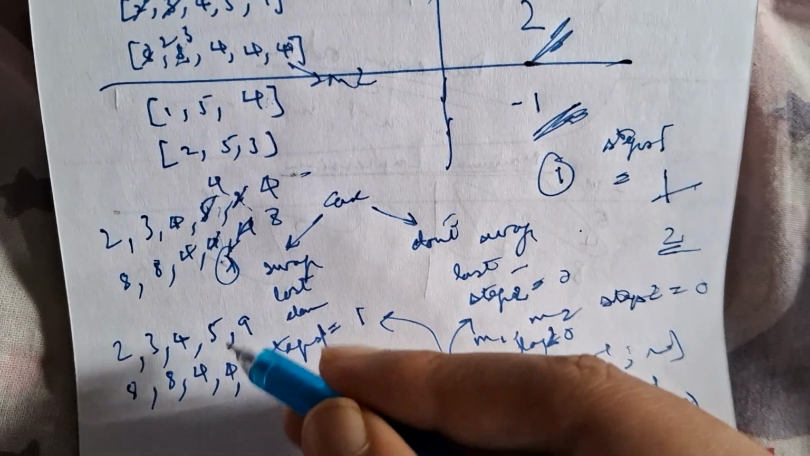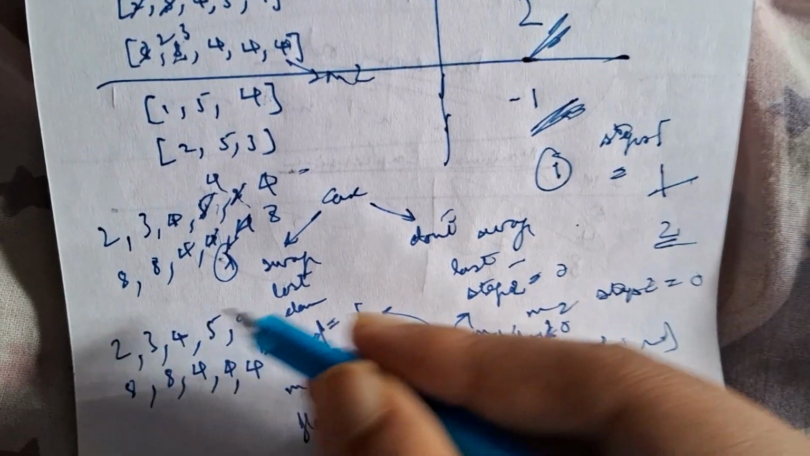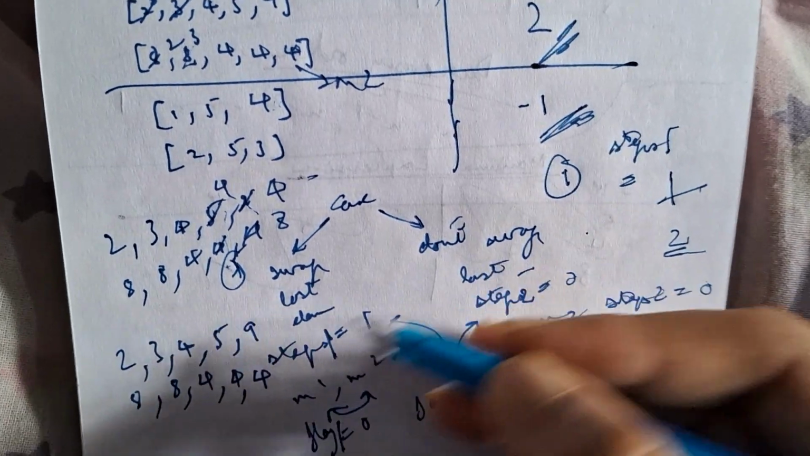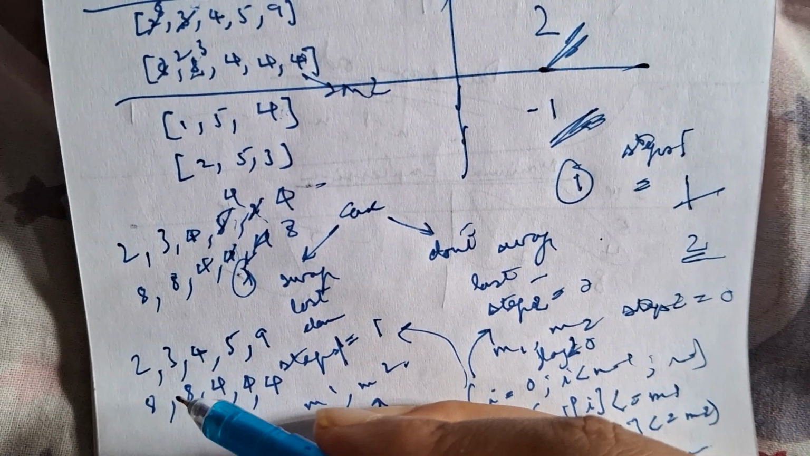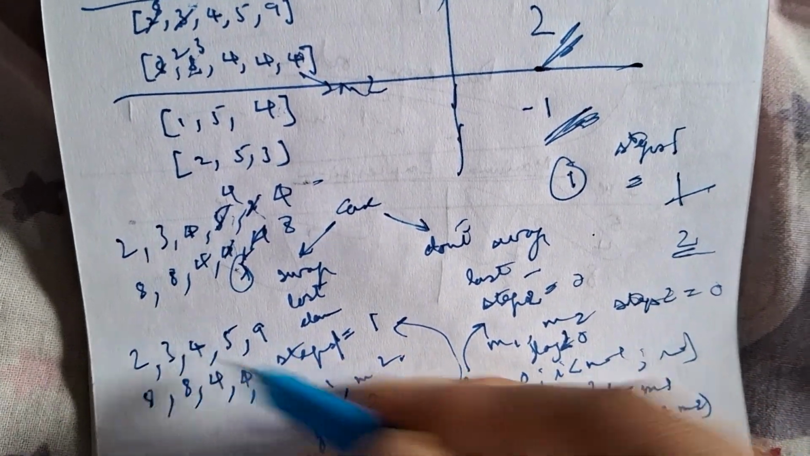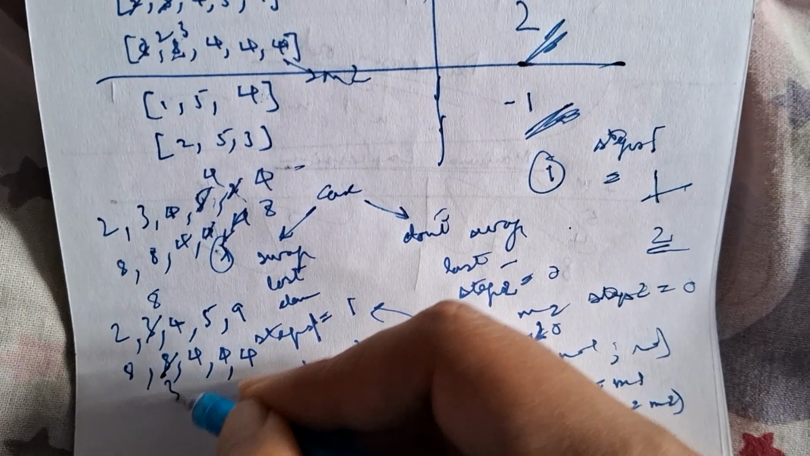Now check from here. 5 is lesser than or equal to 9. Yeah. 4 is lesser than or equal to 4, we don't need to check it. 4 is lesser than or equal to 9. 4 is lesser than or equal to 4. Yes. 3 is lesser than or equal to 9. 8 is lesser than or equal to 4? Nope, it is not satisfying. So we are going to do the reverse thing. 8 is lesser than or equal to 9. 3 is lesser than or equal to 4. Yes, this satisfies.